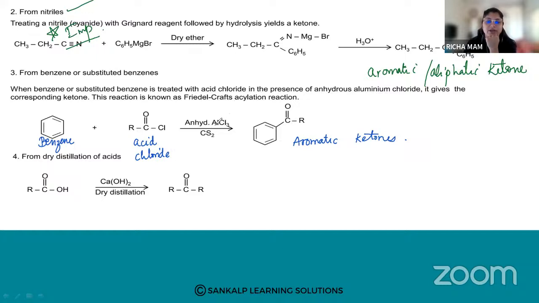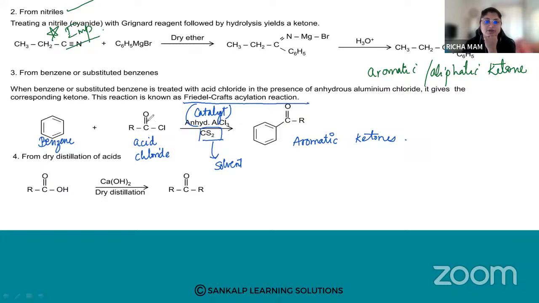In the presence of what? Anhydrous aluminum chloride. This is the catalyst used, and CS2, carbon disulfide, is the solvent which is used. What are we going to get? We are going to get an aromatic ketone. So this name reaction is nothing but the Friedel-Crafts acylation reaction.